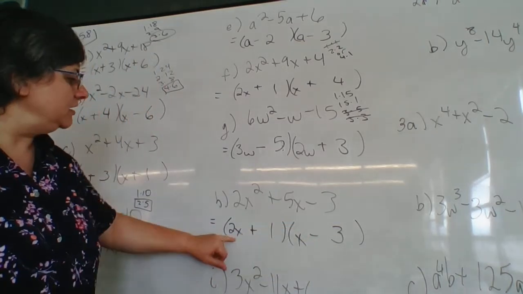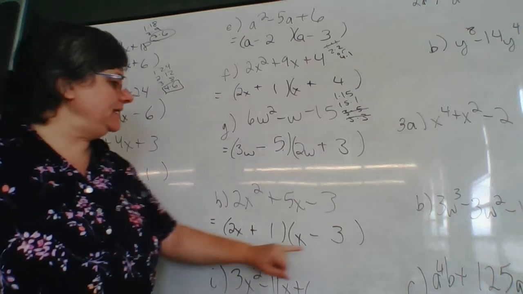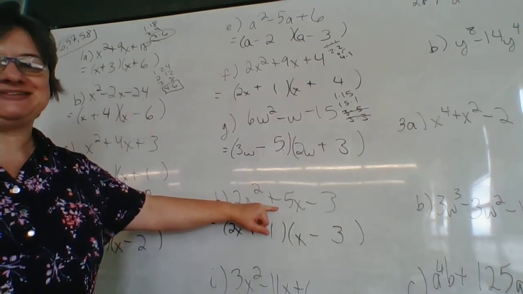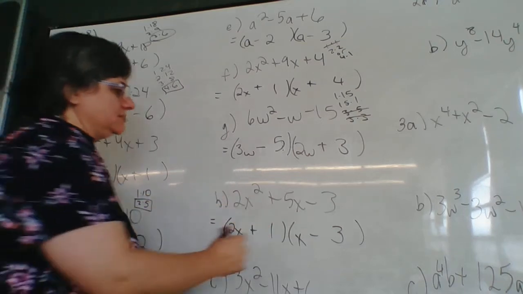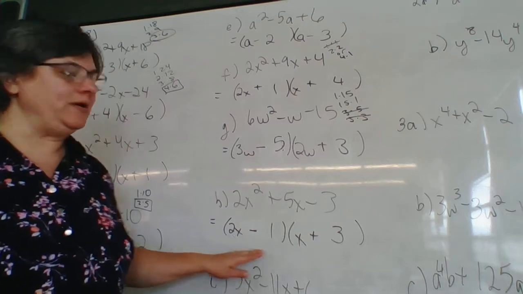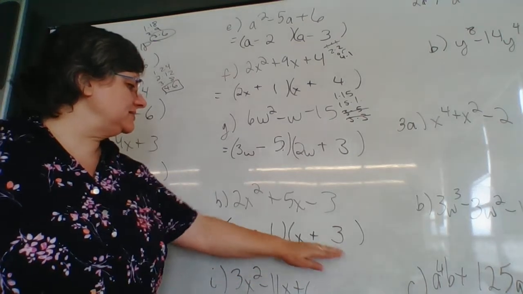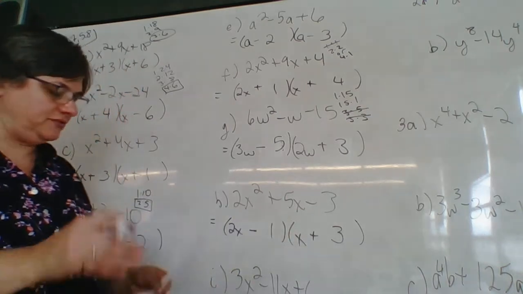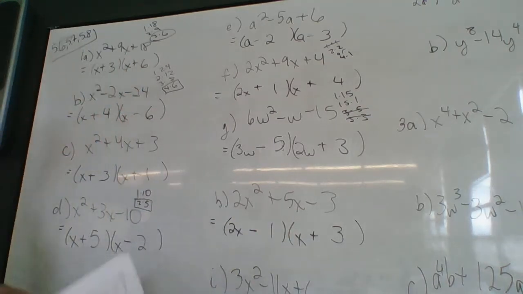Let's try. 2x squared minus 6x plus 1x is a minus 5x. What do I need to do? Change the signs. Plus, minus. Let's try this. 2x squared, 6x minus 1x is a 5x. Negative times positive is negative 3. And we win. Beautiful.